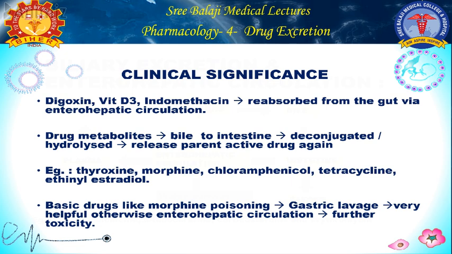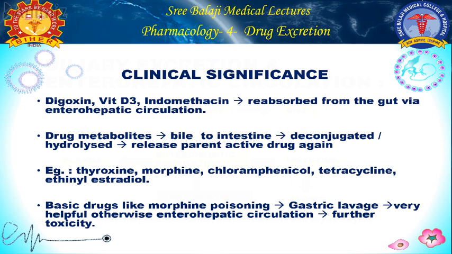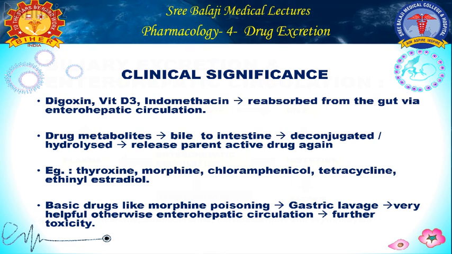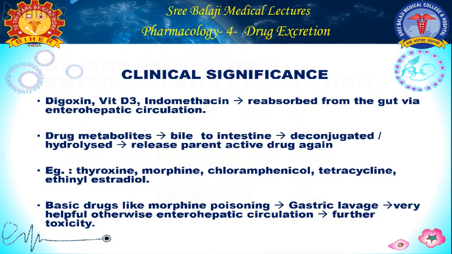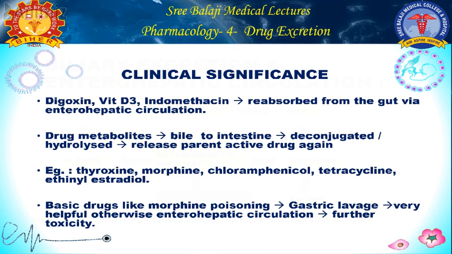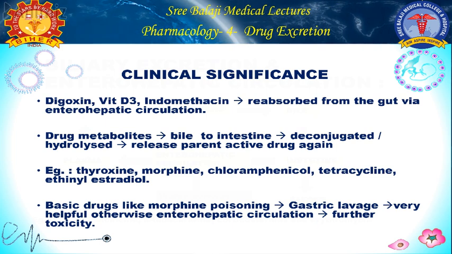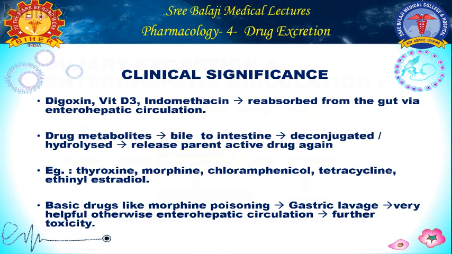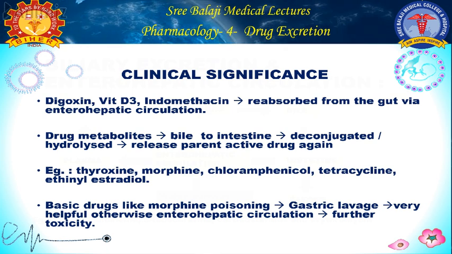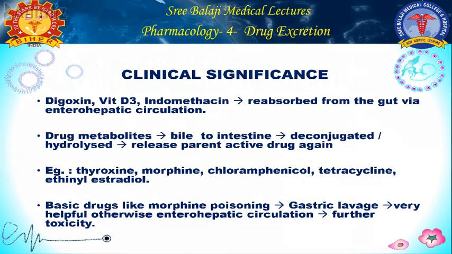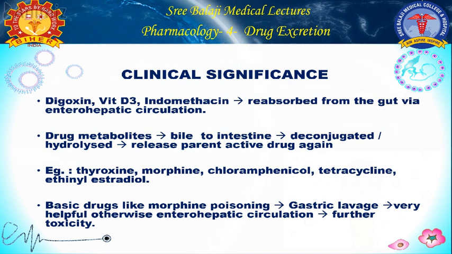In basic drug poisoning like morphine poisoning, gastric lavage is generally advised. Why? Because in the intestine the pH will be slightly basic, so there will be enterohepatic circulation and more toxicity, right? So gastric lavage is very important in basic drug poisoning because it will wash out most of the drug.